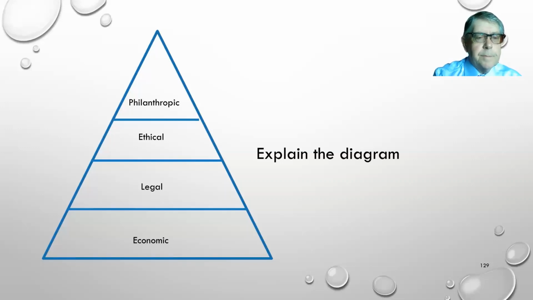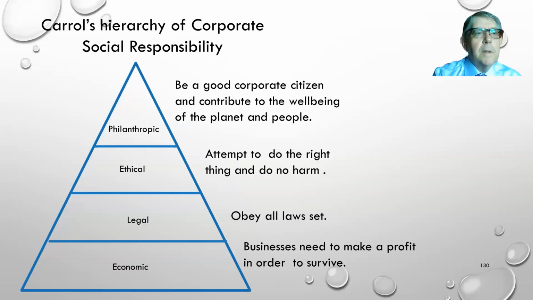Explain the diagram. This is Carroll's hierarchy of corporate social responsibility. At the foot of the pyramid, we have economic, which means that the business's first priority is to make a profit in order to survive. Then it must obey all the laws set within the country. Then the next layer is ethical, which is about attempting to do the right thing and certainly to do no harm. Right at the top of the hierarchy, we have philanthropic, which is about being a good corporate citizen and contributing to the well-being of the planet and the people.